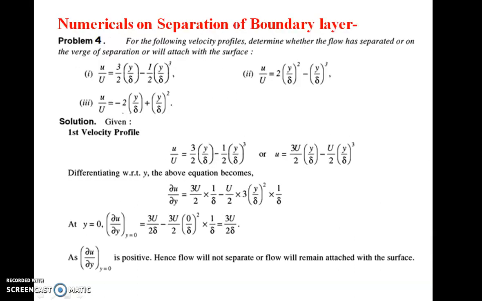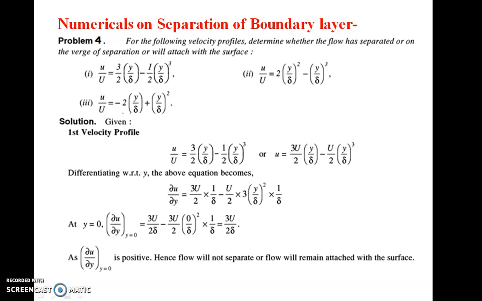So let us take one numerical on separation of the boundary layer, and that is the end of unit number 6. In this numerical, we have to test whether the boundary layer is going to detach, or attach, or is on the point of separation. For the following velocity profiles, determine whether the flow has separated, is on the verge of separation, or will attach with the surface. There are three velocity profiles given.